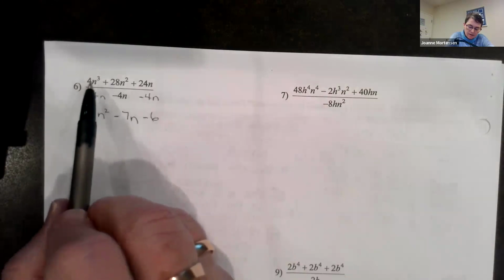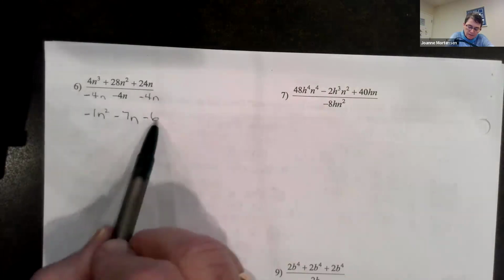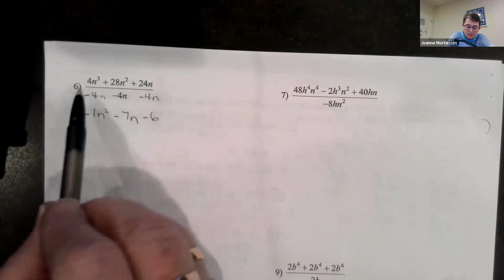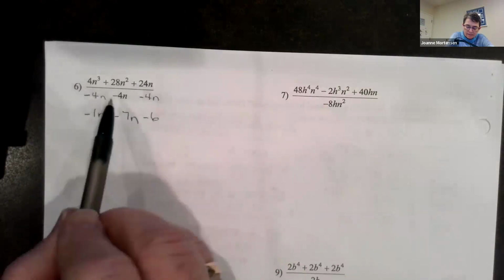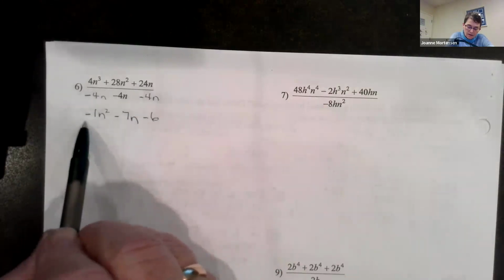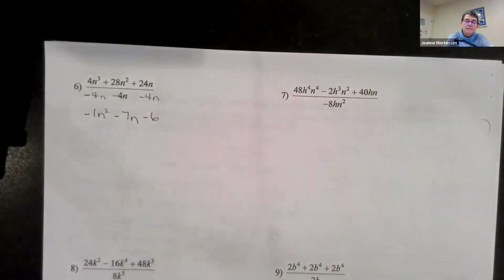I think I'm right, but it's 1, 2, 3, 1, 2, 3. My terms haven't disappeared. But most importantly, these were all plus. I divided by a negative. These all switch to negative. It's those really quick, easy checks at the end to make sure you're golden.